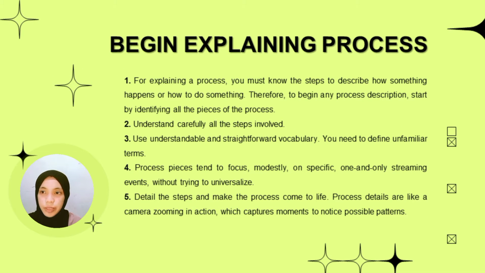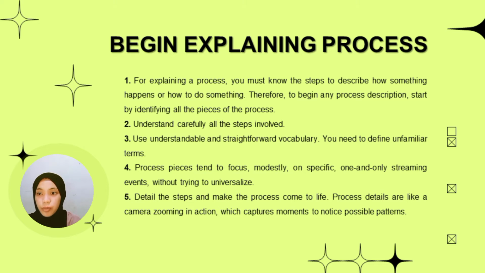Next is about beginning to explain a process. First, for explaining a process, you must know the steps to describe how something happens or how to do something. Therefore, to begin any process description, start by identifying all the pieces of the process. Second is understand carefully all the steps involved. Third is use understandable and straightforward vocabulary. You need to define unfamiliar terms.